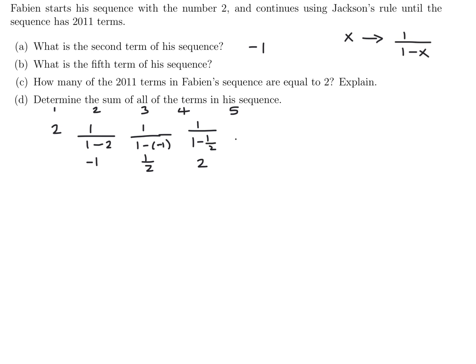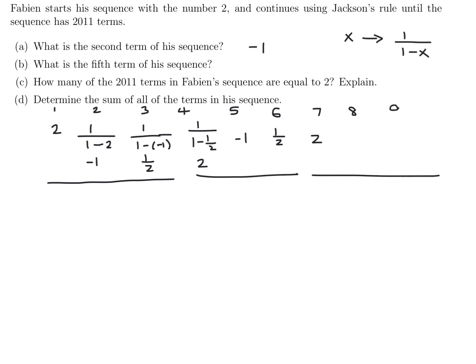So the fifth term would be negative 1. The sixth term would be 1/2. The seventh term would be 2, and so on. As you can see, it just repeats itself: 2, negative 1, 1/2, 2, negative 1, 1/2. You guys get the idea. Okay, so the fifth term is this guy right here. So again, that's negative 1.